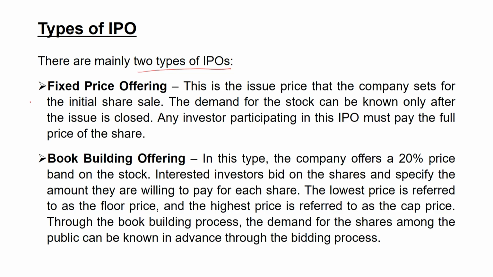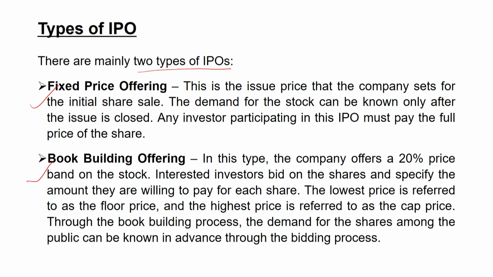Now, let us understand the various types of IPOs that are available to us, with the help of which we can also invest in new companies, or you can say companies that are now going from private company to public company. So there are mainly two types of IPO. One is known as the fixed price offering and the second one is known as the book building offering.